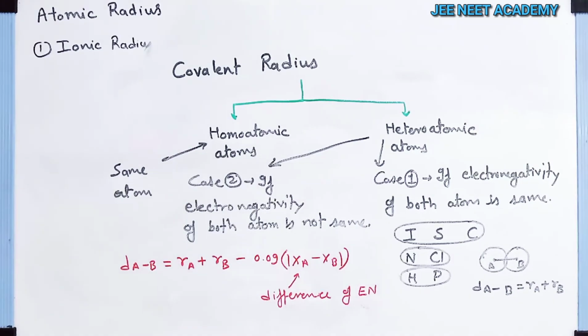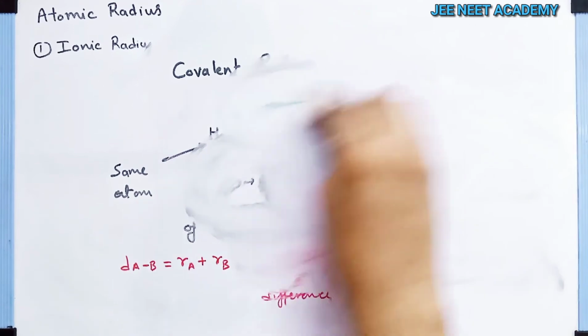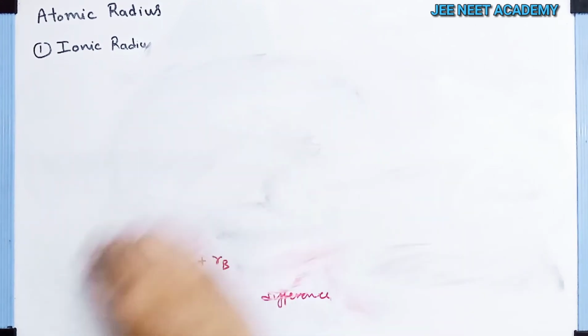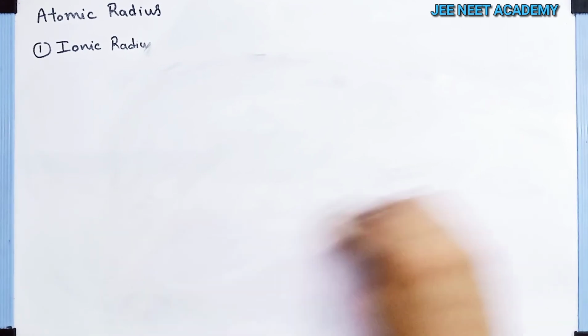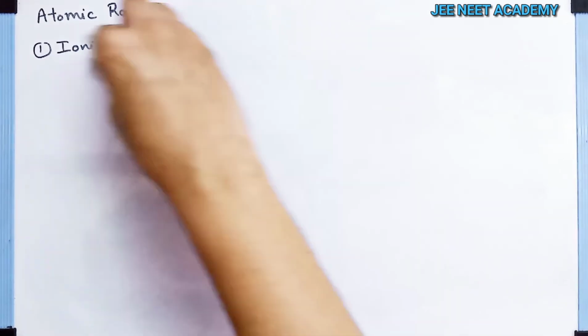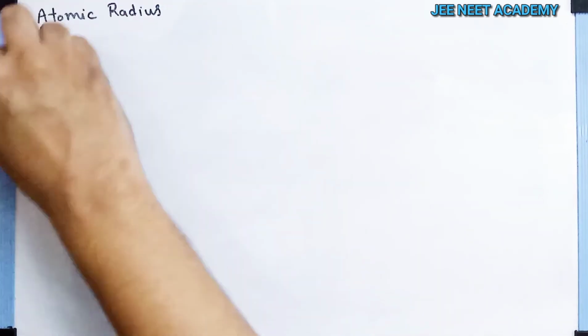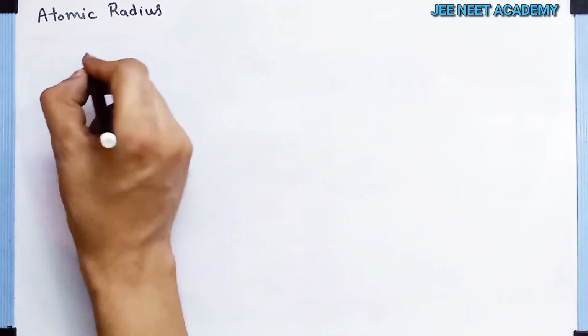The last one is van der Waals radius. Second last. Van der Waals radius and metallic radius are not very important, but we will discuss these also, and then we will go for the very important and very conceptual atomic radius trend in the periodic table. Van der Waals radius.